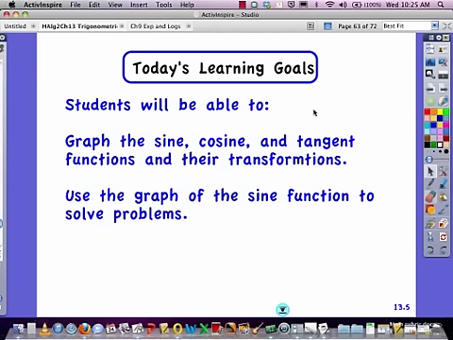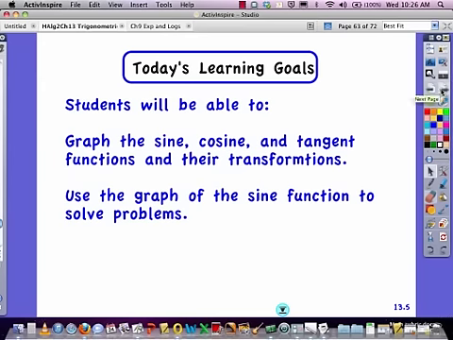Okay, today's topic, graphing trigonometric functions. A mouthful. You can see our learning goals are going to be to graph the sine, cosine, and tangent functions and their transformations. Something we've done in the past, meaning the transformations, we'll review with what they look like with the trig functions. And then also using the graph of the sine function to solve other problems.